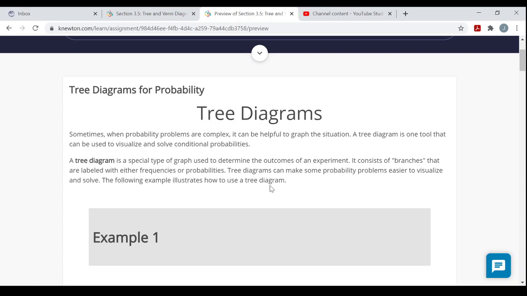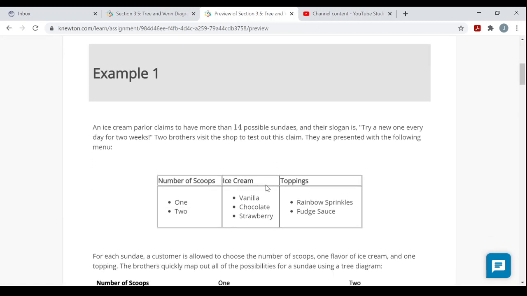So they'll go over this first example here. An ice cream parlor claims to have more than 14 possible sundaes, and their slogan is, "Try a new one every day for 2 weeks." Two brothers visit the shop to test out this claim. They are presented with the following menu.